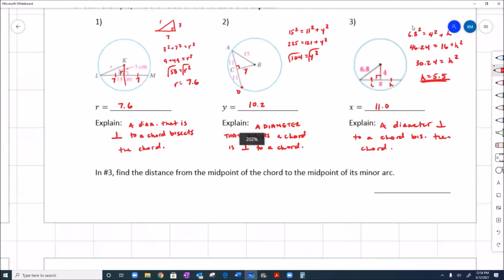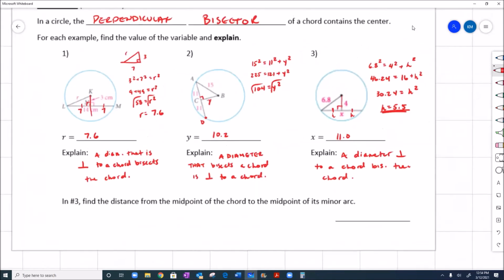All right, finally, it says in number 3, the distance from the midpoint of the chord to the midpoint of its minor arc. Let's look at that. And this seems like a tough question, but I'm going to show you how it's not. They're asking us about this. How long is this line? Again, it looks like a tough question, but it's really about understanding what part of the circle this is. Give it a try. Put in what you think that answer is.